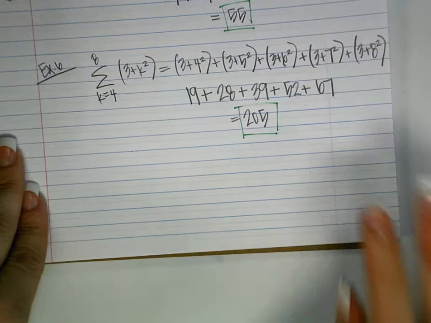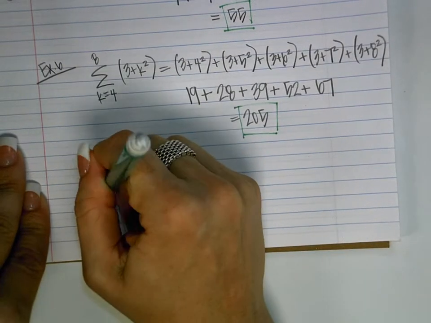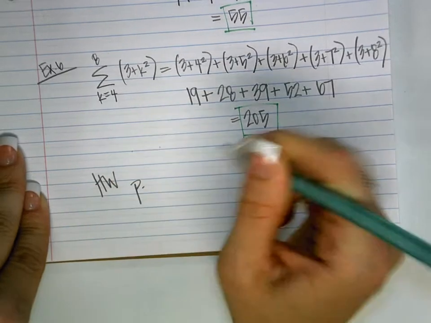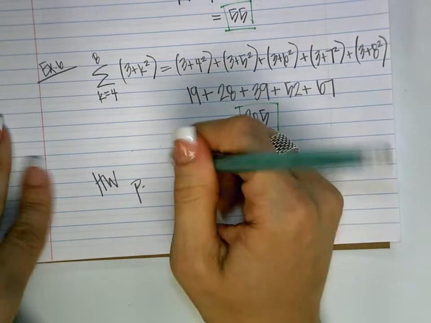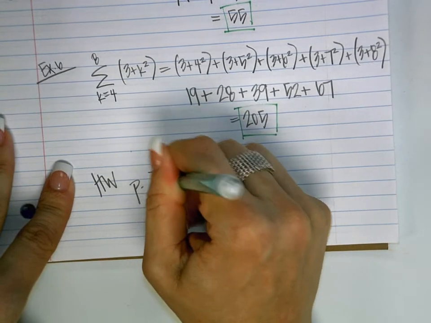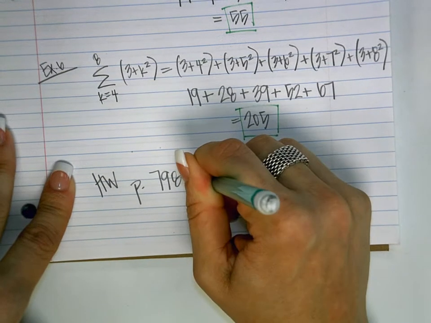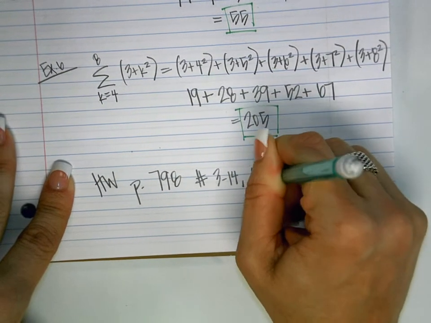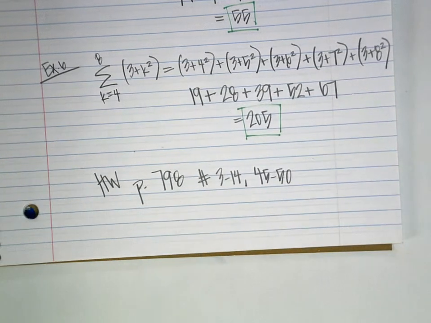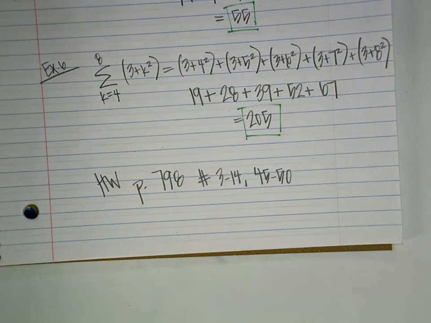Homework for this is going to be, we're actually going to work out of our actual math book for this unit, believe it or not. You're doing page 798. You are doing numbers, this is not very much, 3 through 14 and 45 through 50. Anyone have any questions? Should be pretty good.